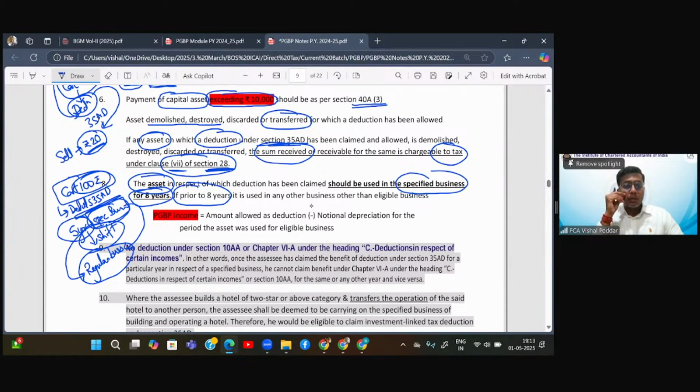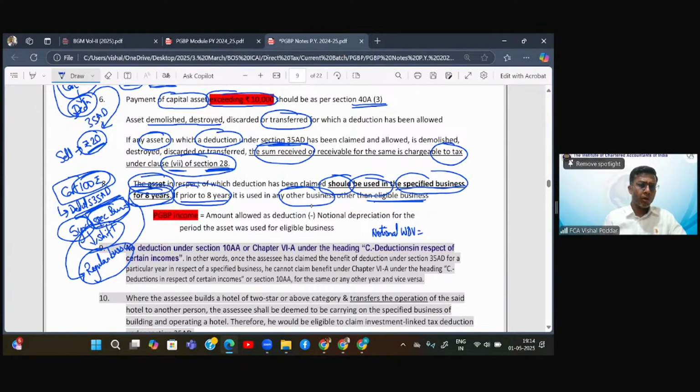what to do? So they have said, we are giving you a limit of 8 years. That is, you should use any asset for minimum 8 years in this specified business, then no problem. But if before expiry of 8 years, you start using this asset in any other business, which is not 35AD, or not eligible under 35AD, then there is some tax implication. What is this tax implication? I will find out notional WDV.